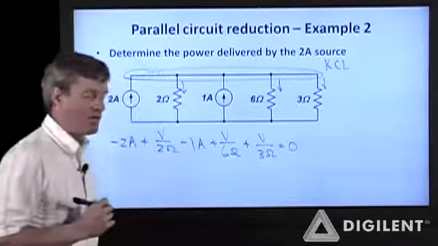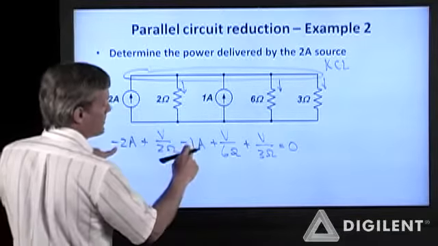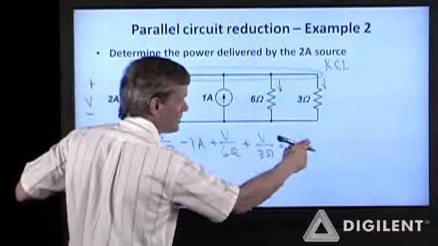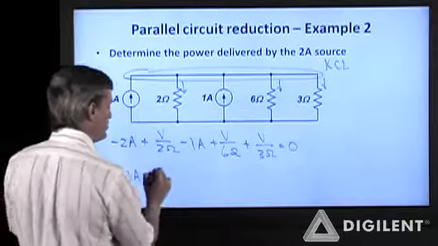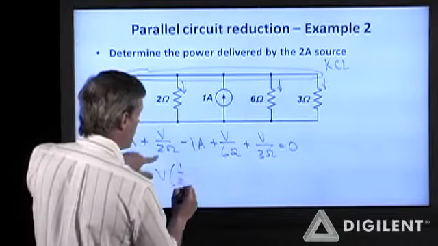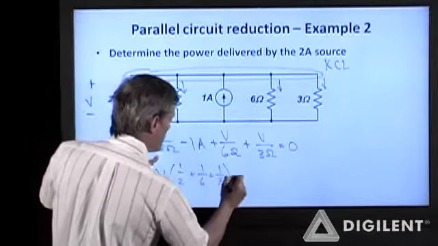That sums to 0. Doing some simplification, negative 2 amps minus 1 amp is negative 3 amps. I'm going to take that over to the other side and make that a positive 3 amps is equal to V times 1/2 plus 1/6 plus 1/3.